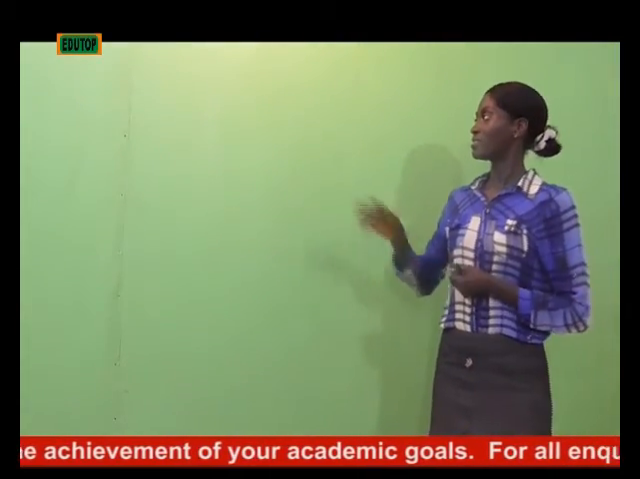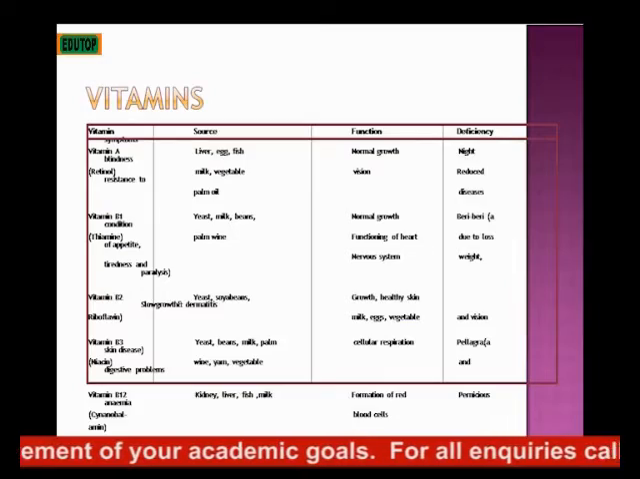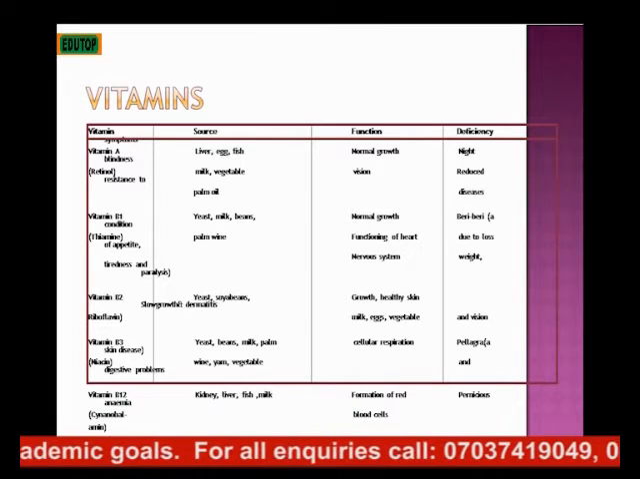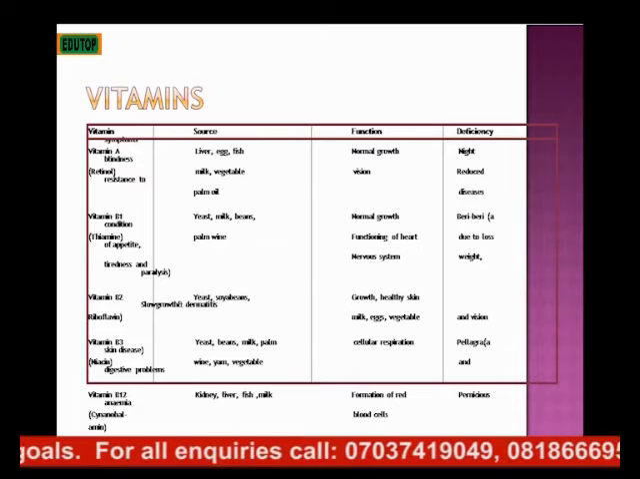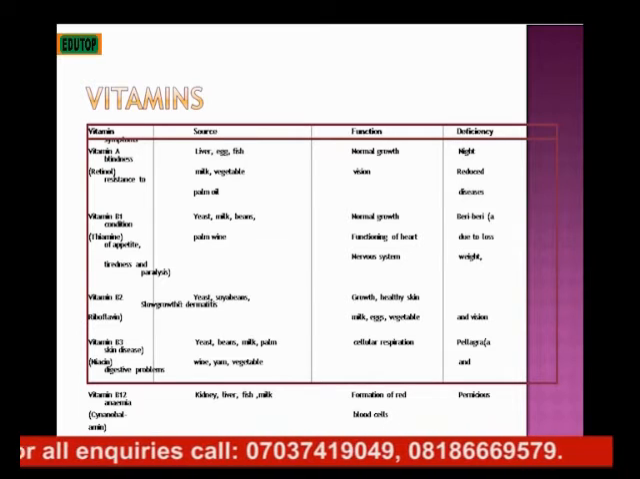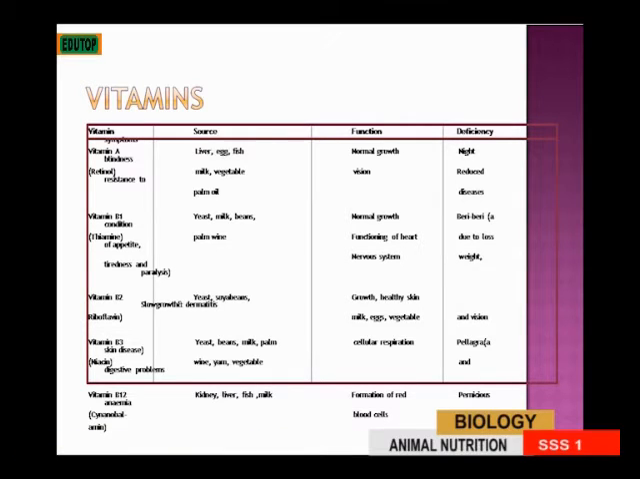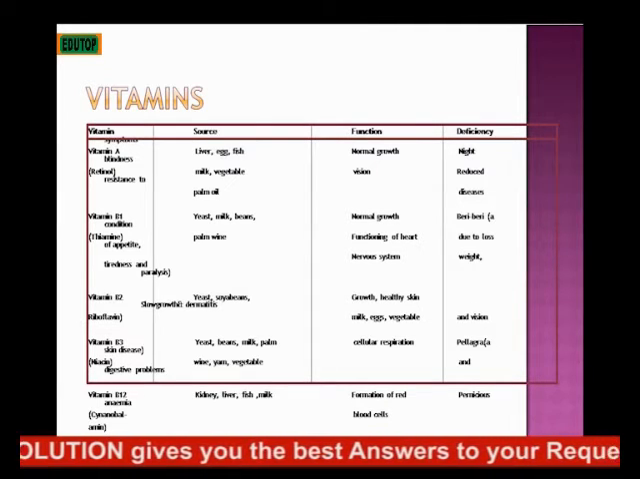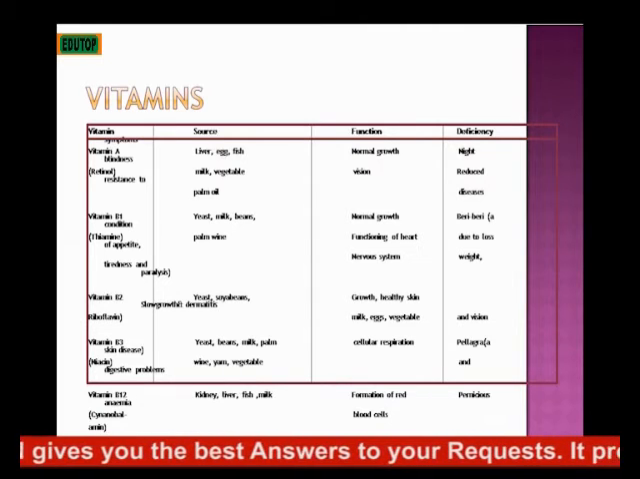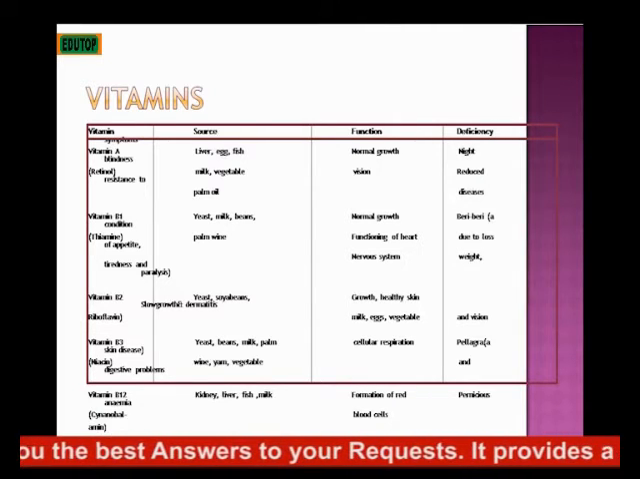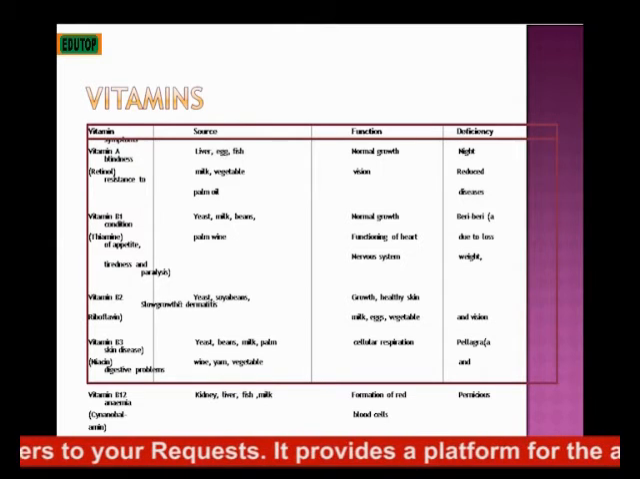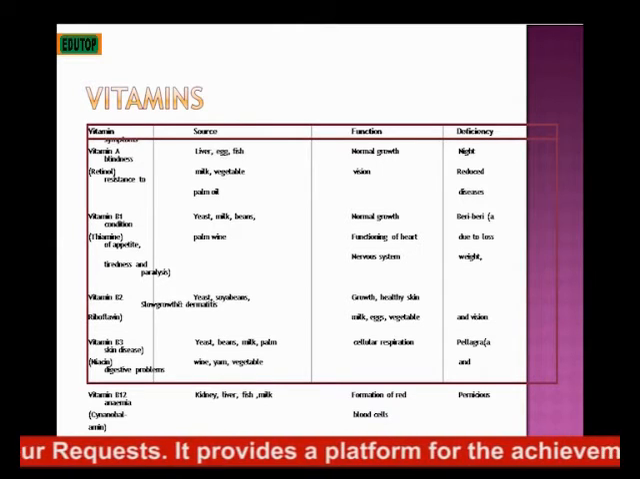Then we have this table that is a summary of the vitamins, the sources, the functions, and their deficiency. So vitamin A, which is also called retinol, you can find in liver, egg, fish, milk, vegetables, and in palm oil. And its function is for normal growth and for vision, sight.